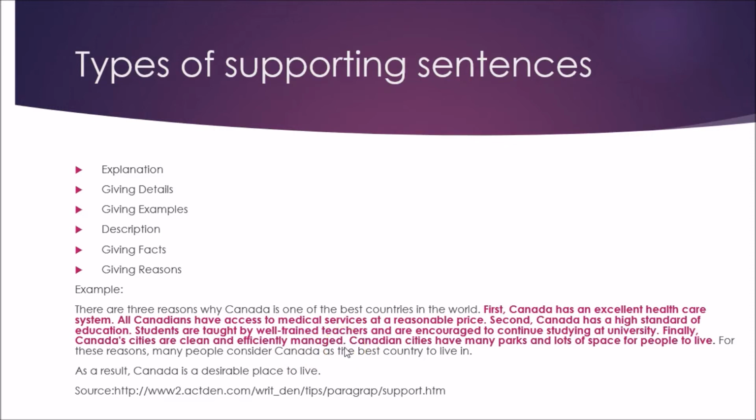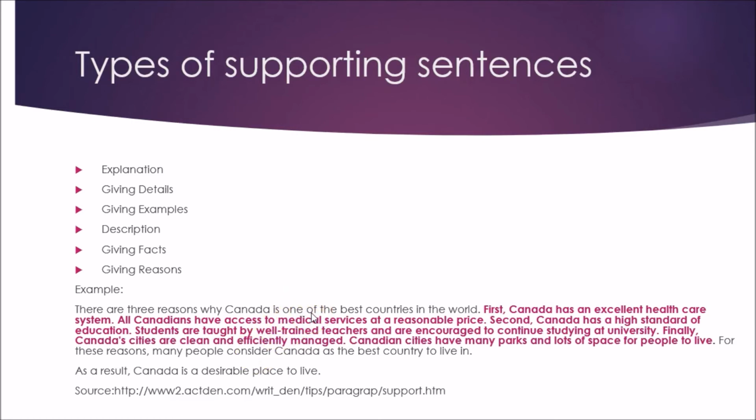And of course, you can notice that this is just a paragraph. Okay, this is not an essay. So you have to be succinct, you have to be brief when you are explaining that. Okay? For these reasons, many people consider Canada as the best country to live in. Okay, so this sentence is called a concluding sentence. The concluding sentence provides us with a conclusion. Usually, the simplest thing to do is just to paraphrase the topic sentence.